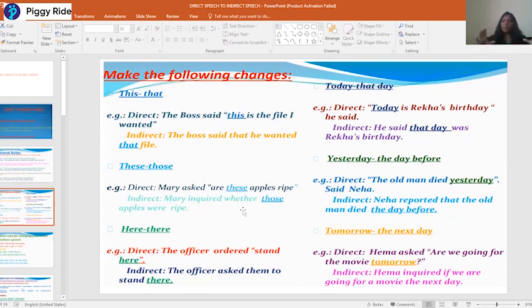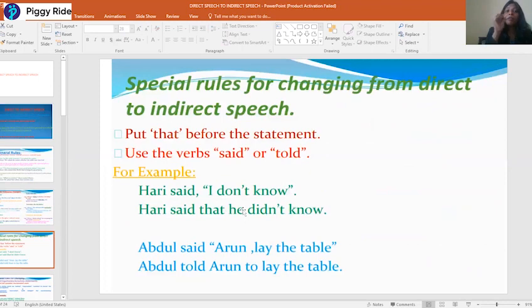So from these examples, did you notice that these are some of the words we use in our everyday, day-to-day conversation, day-to-day language? So that is why, while speaking, make sure that we are applying the following changes while we are converting the sentences from direct to indirect. Okay. Now, there are a few special rules which we need to apply for changing from direct to indirect speech. Put that before the statement. So always put that before starting the statement.